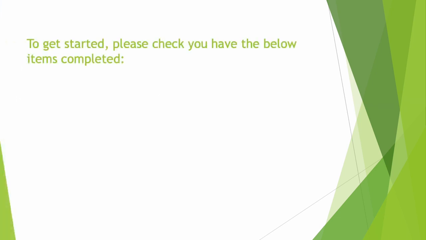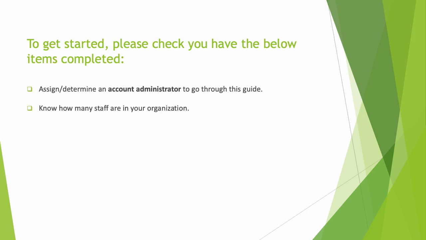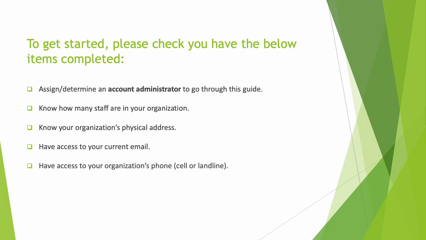To get started, please check you have the below items completed. Assign or determine an account administrator to go through this guide. You know how many staff are in your organization. You know your organization's physical address. You have access to your current email. You have access to your organization's phone. This can be a cell phone or a landline. And you have access to your organization's credit card.